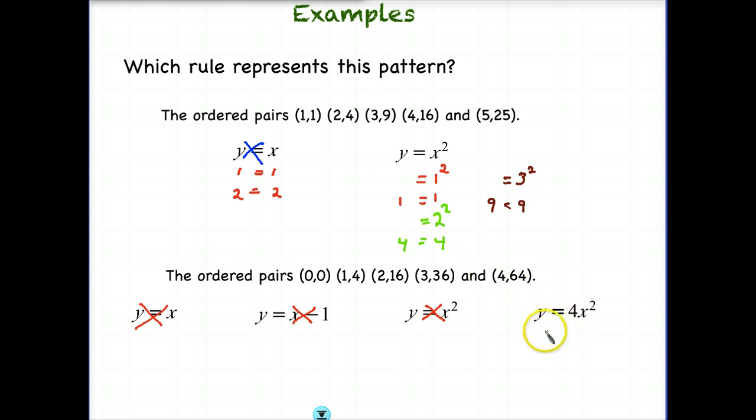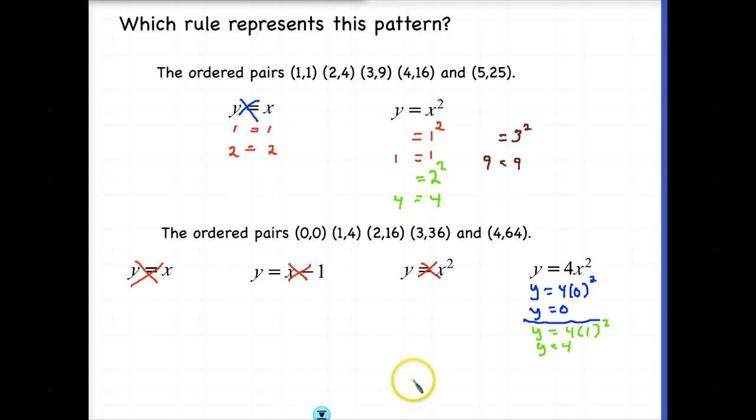We'll try 0. So let's plug in a 0. So y equals 4 times 0 squared. Well, 0 squared is just 0, and 0 times 4 is 0, so y would equal 0, which is what it does. So we're good with the first point. Let's try our second point. In the second point, we have y equals 4 times 1 squared. Well, 1 squared is just 1, and 1 times 4 is 4, and that's what we need it to equal. So that one works.